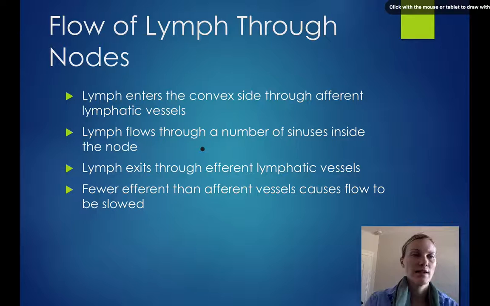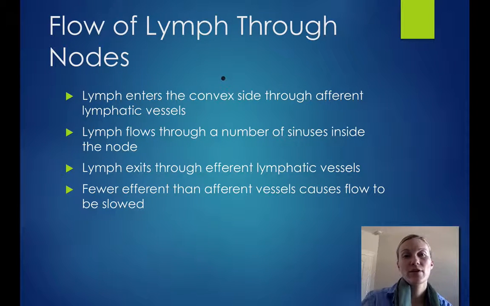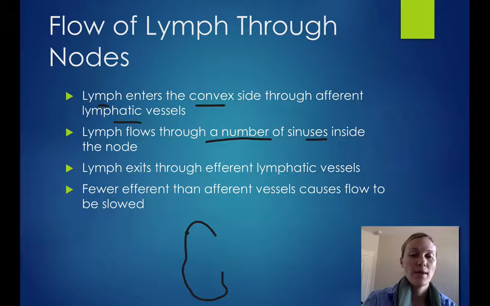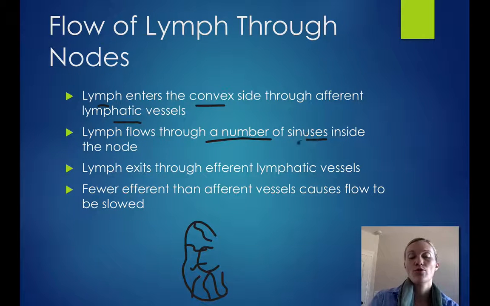And then the last slide here, the flow of lymph through the node. Lymph is going to enter the convex side through the afferent lymphatic vessel. From there, the lymph will flow through a number of sinuses inside the node. Remember the last slide showed a kidney, with the cortex and the medulla, and all these other little areas and different types of cells. So it enters the convex side through the afferent lymphatic vessel, then goes through several different sinuses inside the node.